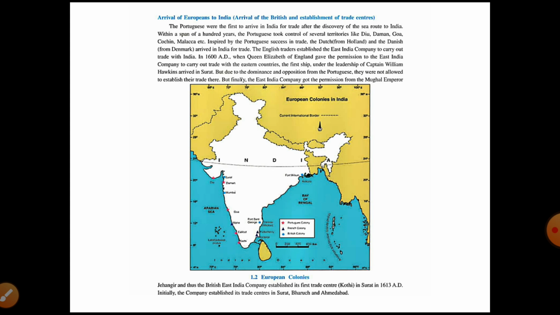Okay, so the British East India Company, or English East India Company, got permission from Mughal Emperor Jahangir, and the first trading center was established at Surat in the year 1613 Anno Domini. Initially, the company established its trade centers in Surat, Bharuch and Ahmedabad. After establishing their trade center at Surat, they established trading centers at Surat, Bharuch and Ahmedabad.